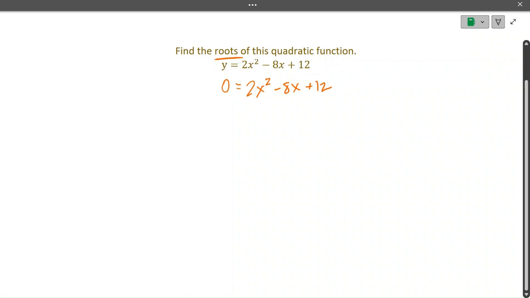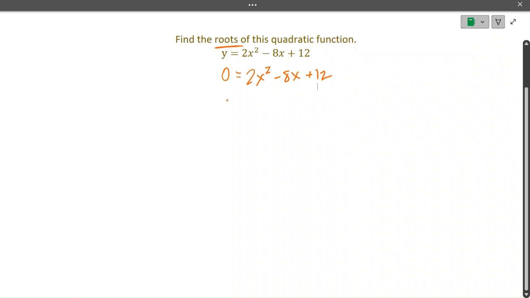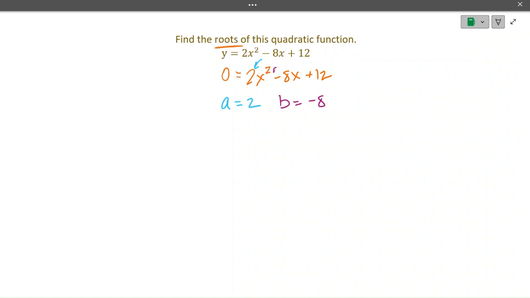And now I'm going to set up for the quadratic formula. So I'm going to identify a, which is 2. That's this number right here. I'm going to identify b, which is -8. Remember, the sign travels with these numbers. And then I'm going to identify c, which is 12. And that's this number right here.